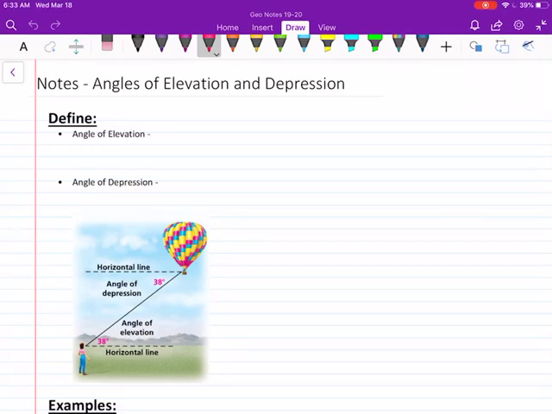Hello, today's lesson is on angles of elevation and depression. We have to define them and then do some quick examples, and then you can get right on to your homework. So let's go ahead and define angle of elevation and angle of depression.